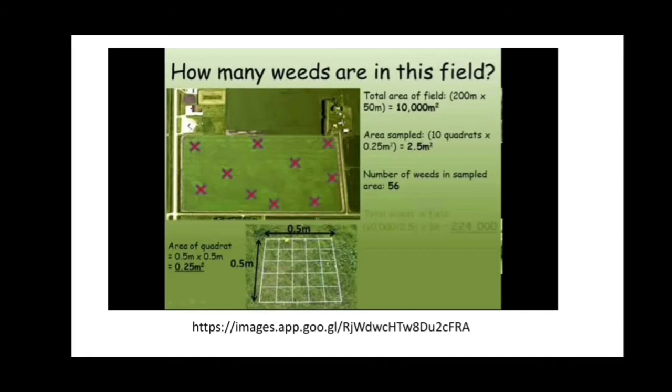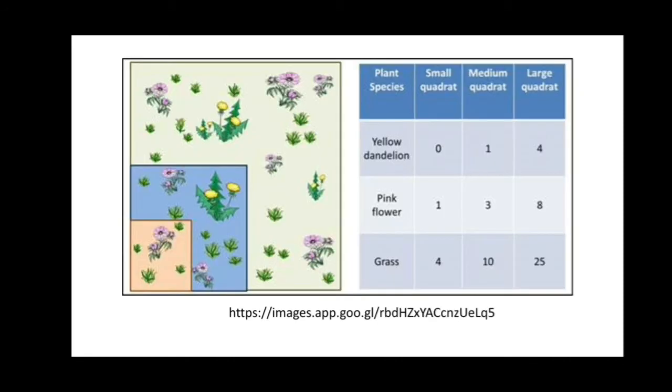Area of quadrant, that is 0.5 into 0.5 is equal to 0.25 meter square. Now here you can see in this picture the plant species: yellow dandelion, pink flower and the grass, in small, medium and large quadrants. In the small quadrant, the yellow dandelion is not present, so 0 is there. After that, medium quadrant 1 is there and large quadrant 4 is there.